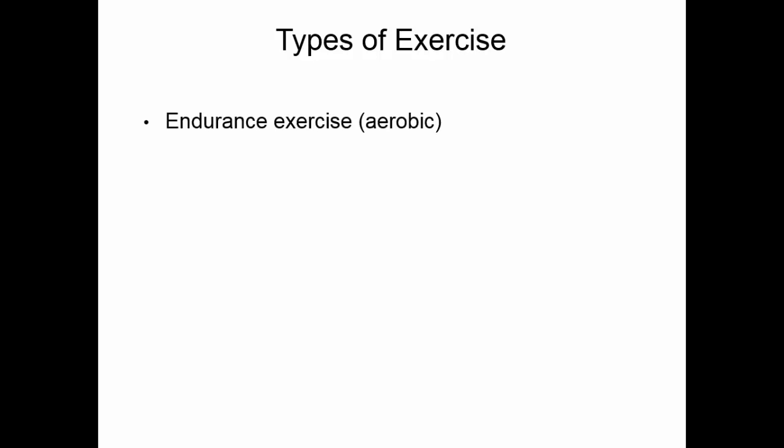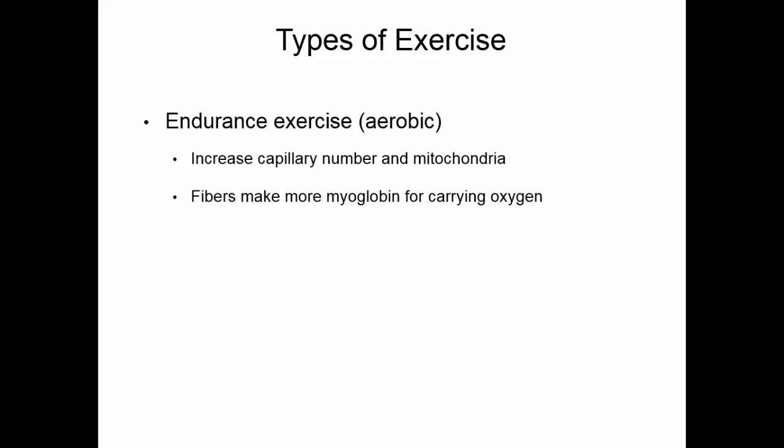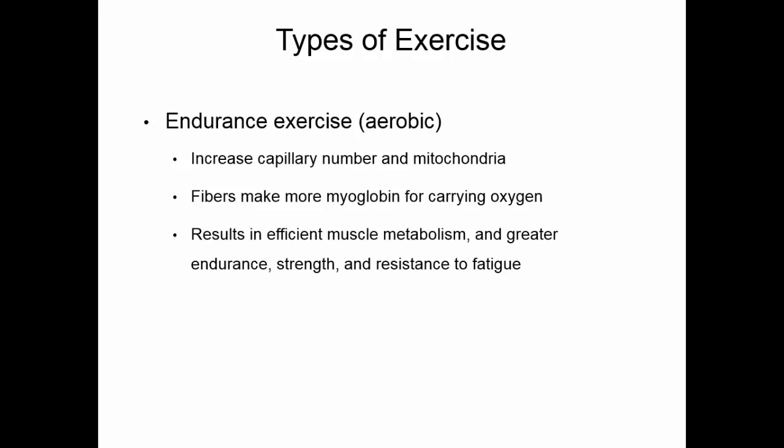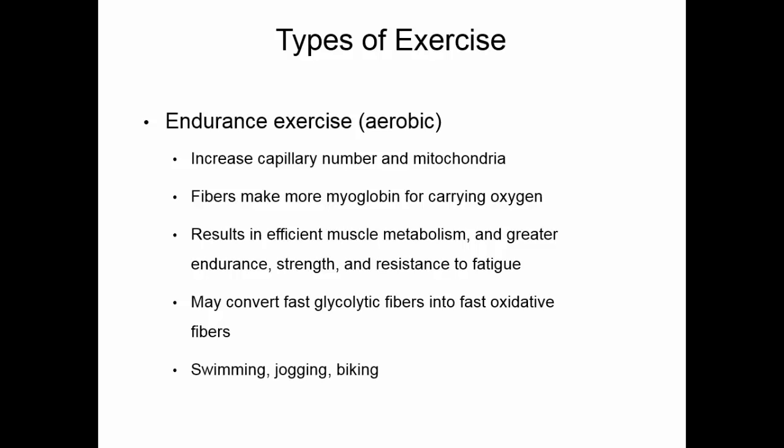Endurance exercise is your aerobic exercise. Here you will increase capillary number and the number of mitochondria in your cells. Remember, mitochondria can divide if there is a demand for energy in the cell. The fibers will begin to make more myoglobin so that you'll have more oxygen storage capability, and this will result in very efficient muscle metabolism, greater endurance, greater strength, and more resistance to fatigue. You may convert fast glycolytic fibers into fast oxidative fibers. Endurance exercises would include things like swimming, jogging, and biking.